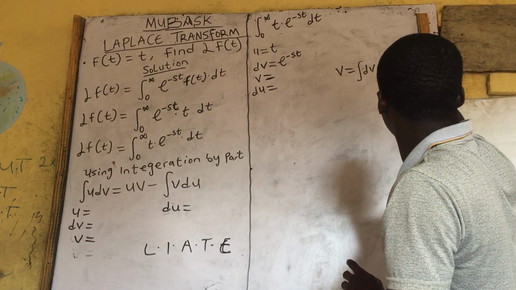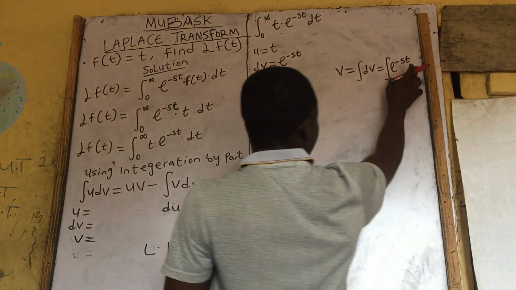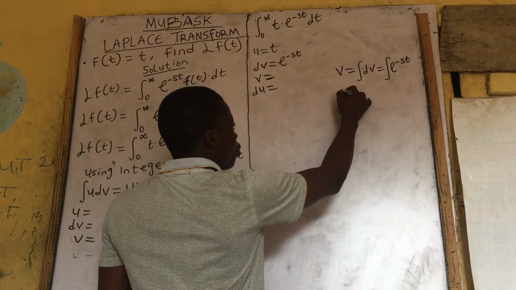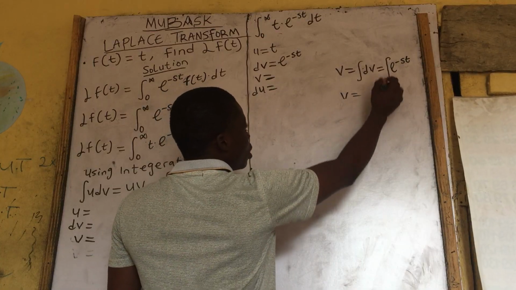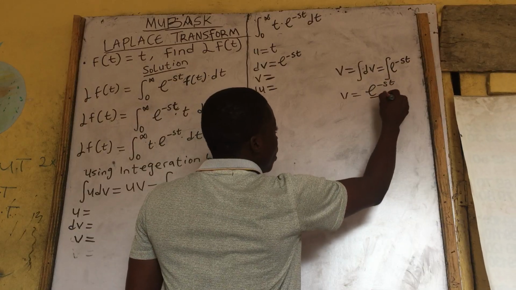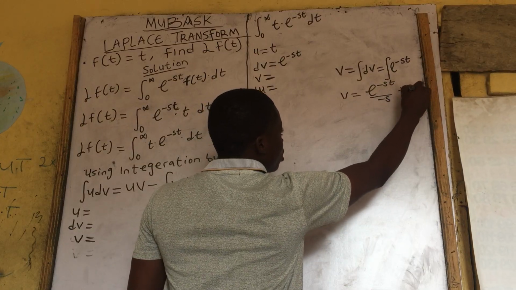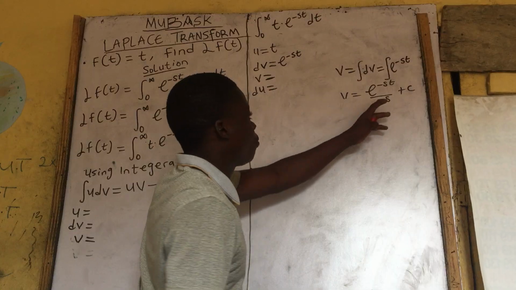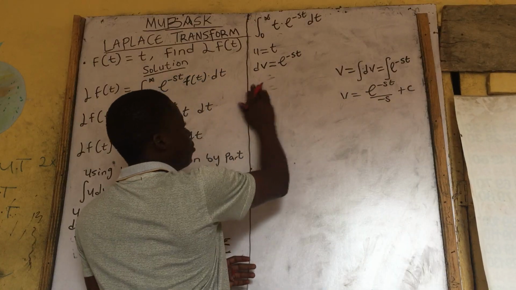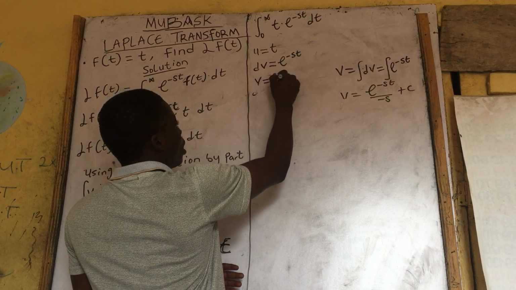So by integrating exponential minus st, our v now is equal to exponential minus st divided by minus s, plus c. So our v is equal to exponential minus st divided by minus s.